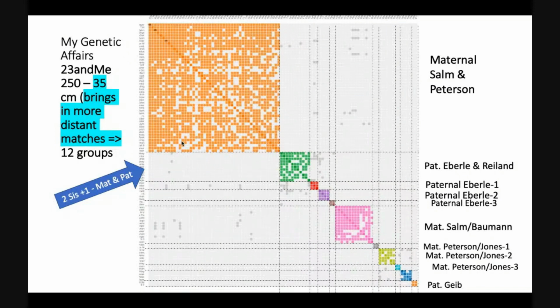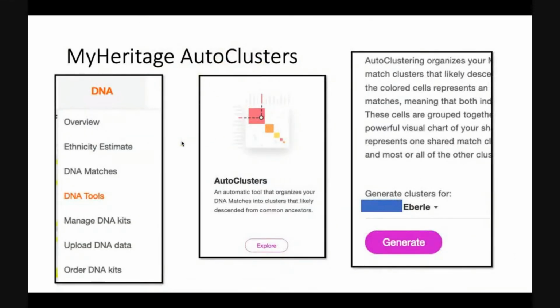So let's, I just have a couple more. There is that MyHeritage tool where they've collaborated with the Genetic Affairs people. And inside the MyHeritage website, it's under DNA tools. And then you can see in the center, there's the auto clusters. And then you tell it which profile to generate one for. And same thing as with Genetic Affairs, you're going to get an email.